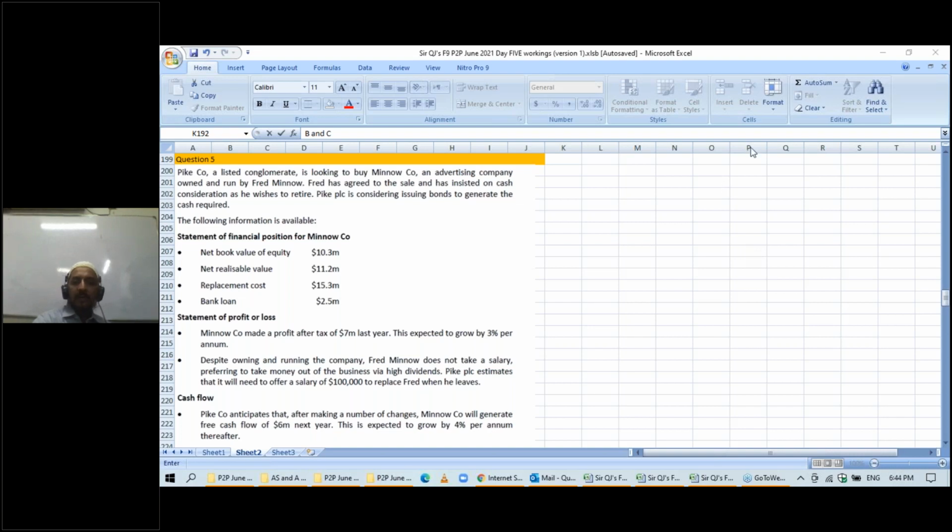Okay, why was B correct? B was correct because they are saying that the dividend in the case of convertible preference shares will be lower compared to the normal preference shares.